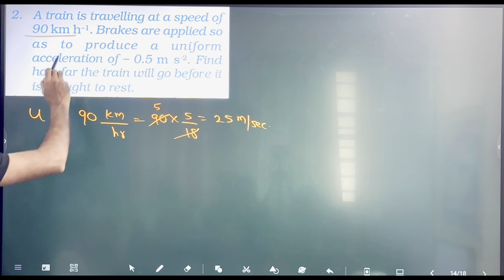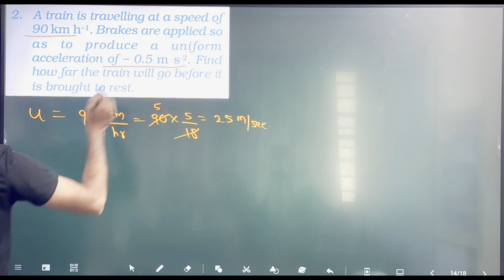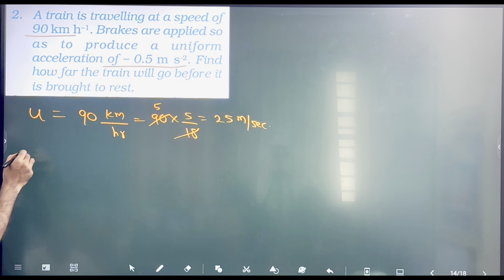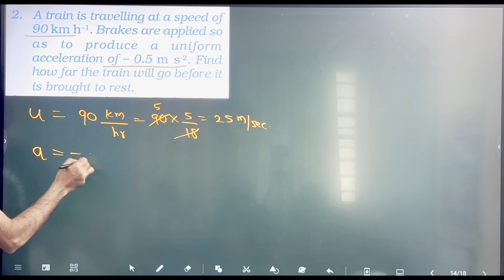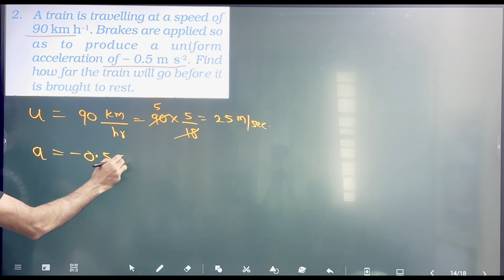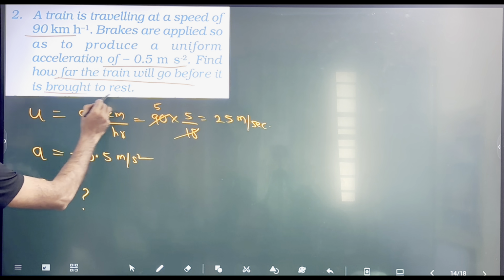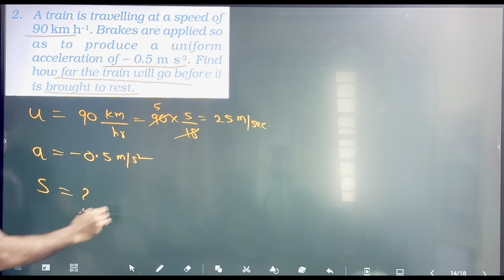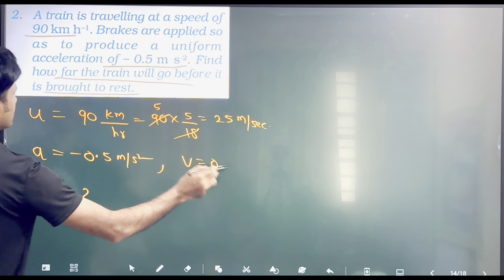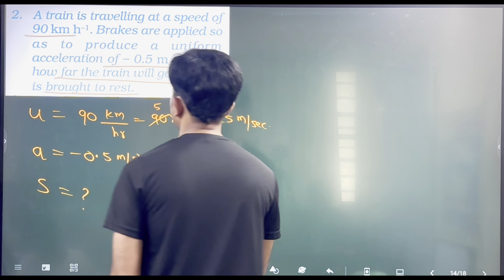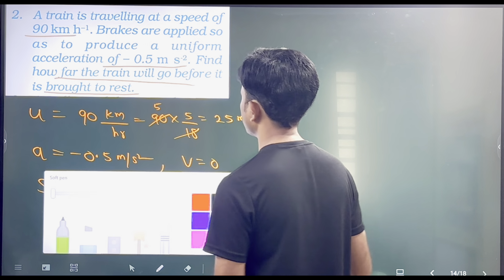Brakes are applied so as to produce a uniform acceleration of minus 0.5 meter per second square. After applying the brakes, the vehicle speed reduces, which means negative acceleration. You have to consider the acceleration value as minus 0.5. Okay, find how far the train will go. So you have to find your s value, and after applying the brake, the final velocity of the train becomes 0. Okay, by using v square minus u square equal to 2as, we can find the answer.